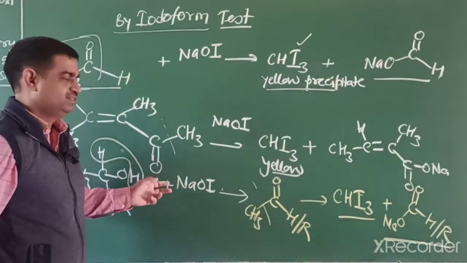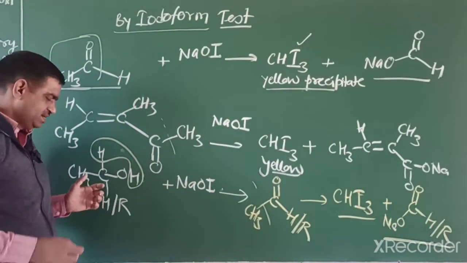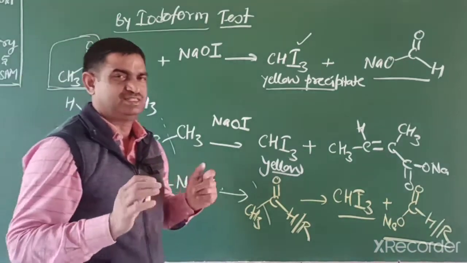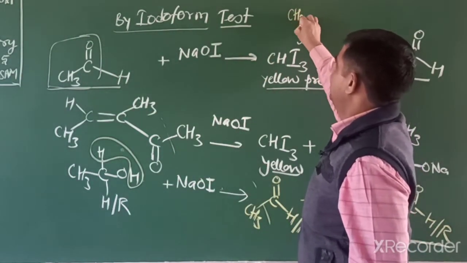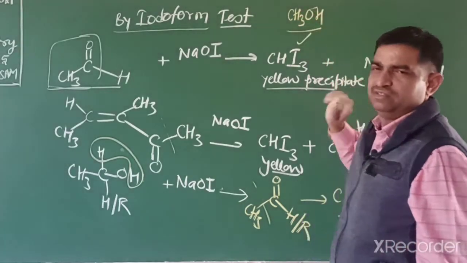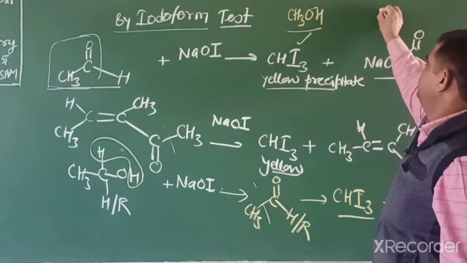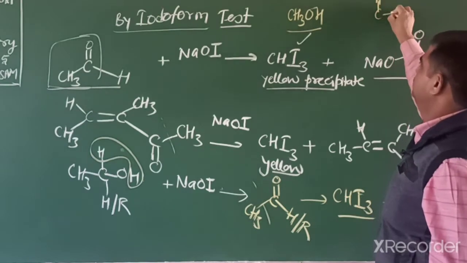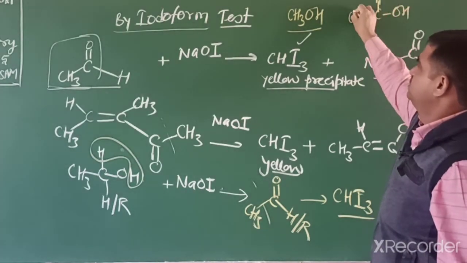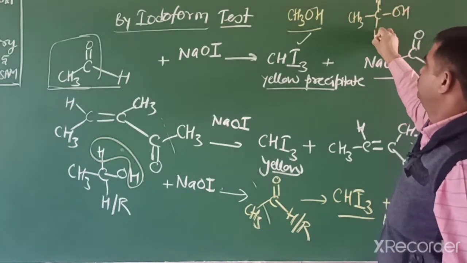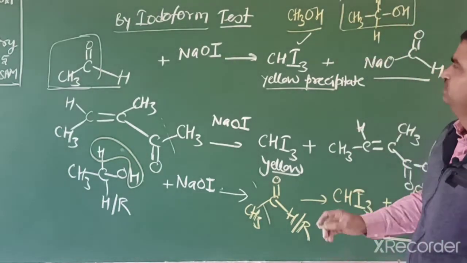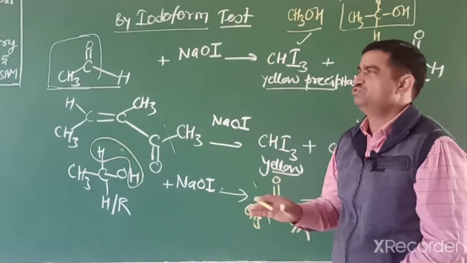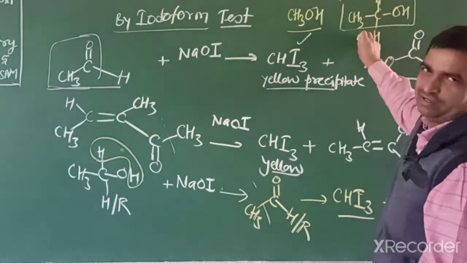So students, by this reaction we can distinguish ethanol and methanol if they are separate. Methanol we can write as CH3OH, and ethanol we can write as CH3CH2OH, with the CH3-CH(OH) group. So this one, ethanol, satisfies the iodoform condition, if in two separate test tubes one is methanol and the other ethanol.